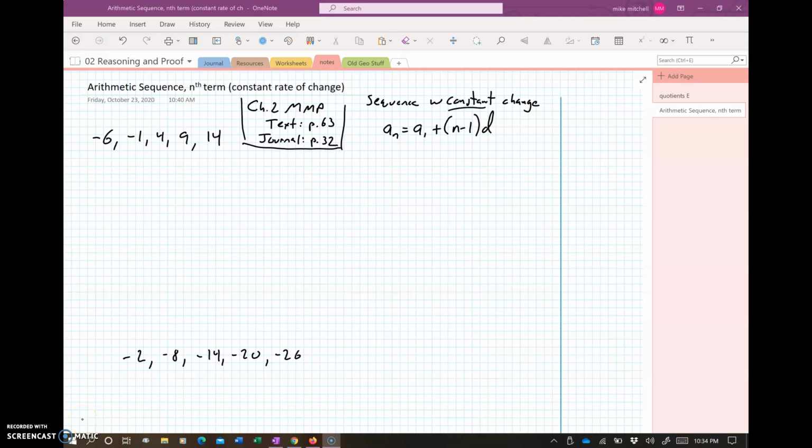Okay, we're going to do some arithmetic sequences. That's finding the nth term. That means a constant rate of change.